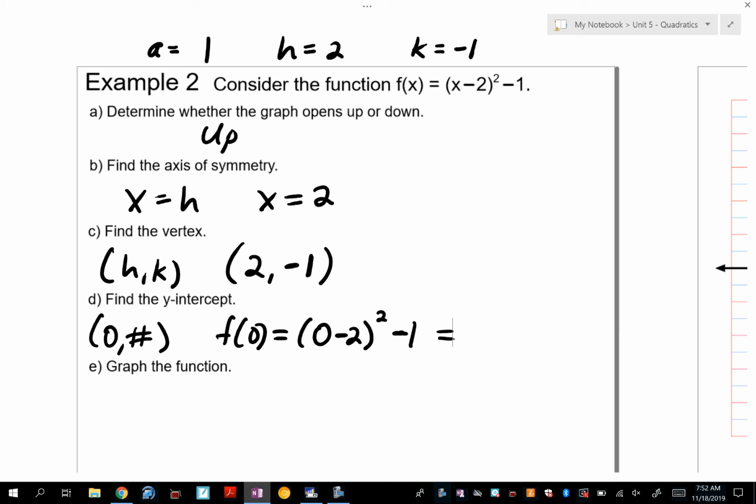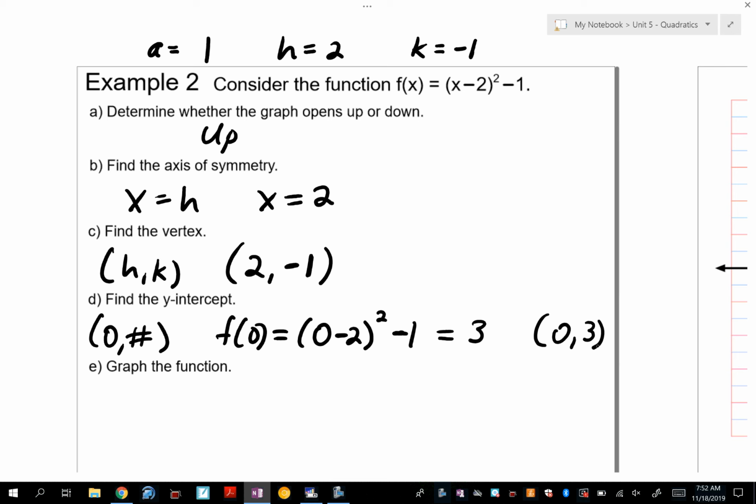What's 0 minus 2? -2. -2 squared is 4. 4 minus 1 is 3. So the y-intercept is (0, 3). And if you're using the table, you should have typed it in and found it was (0, 3).